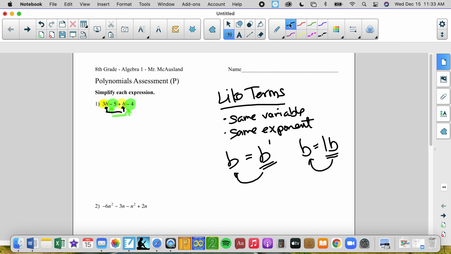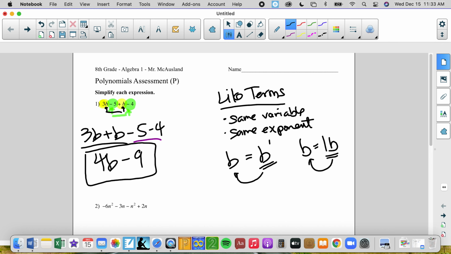And what I've been doing is something like this, 3b plus b minus 5 minus 4. So we have the like terms of 3b and b. We're going to combine their coefficients. The coefficient of the first term is 3. The coefficient of the second term is 1. When we see b, as we saw here, the coefficient is 1. So we have 3 plus 1, which is 4b. Then we have -5 and -4, which makes -9. So my answer is 4b minus 9.